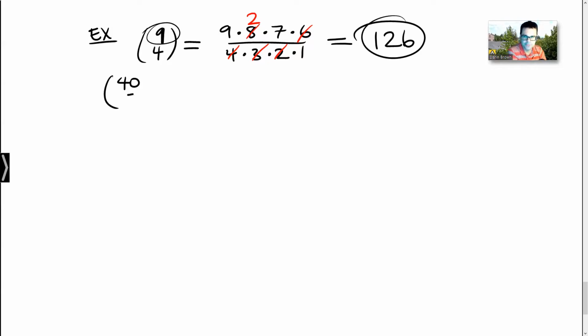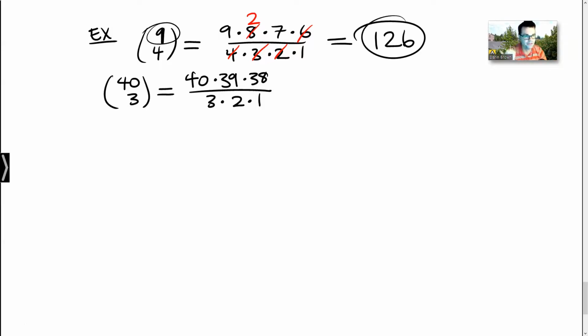40 choose 3. 40 choose 3 is 40, 39, 38 over 3, 2, 1. So you see the pattern? That number, you count down, that many numbers on top: 40, 39, 38. Okay, I've got the 3 numbers on top. Then you divide by that factorial on the bottom, 3, 2, 1.